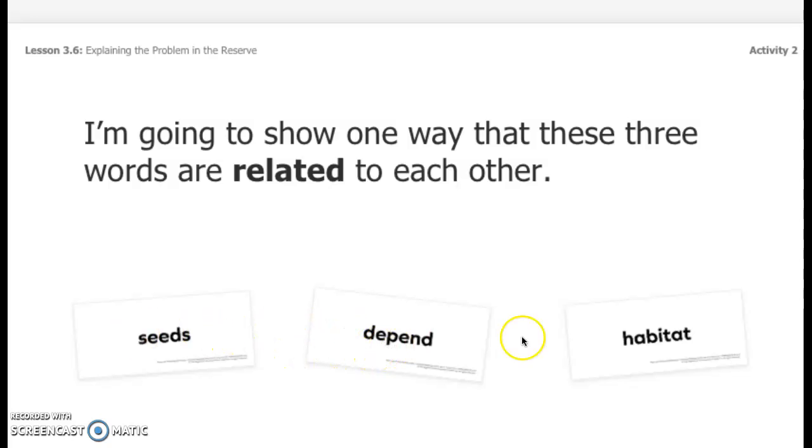I could say that these words are related because seeds depend on things in their habitat in order to grow. But I could say more by describing how seeds depend on animals in their habitat. So seeds depend on the habitat to grow, and animals depend on the seeds in the habitat to grow. So they're all related, all connected to each other.